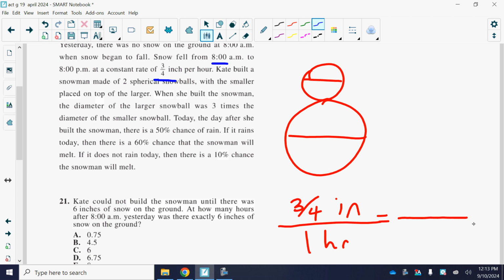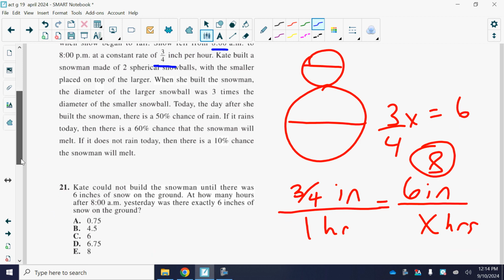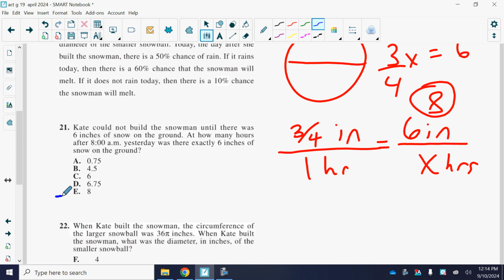So it's going to fall 6 inches in X hours. So the answer ends up being 3/4 X equals 6. So you would multiply and get 8 hours. Now be careful. Is 8 the answer? Oh, after how many hours? I was thinking they were going to ask the time, and it's just the answer. 21 is E.